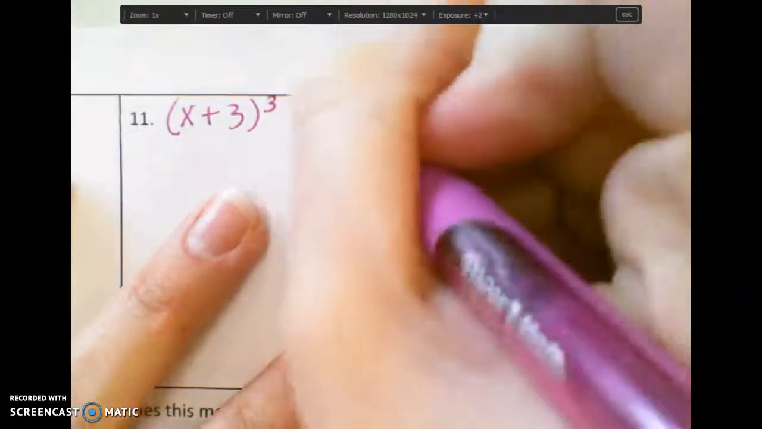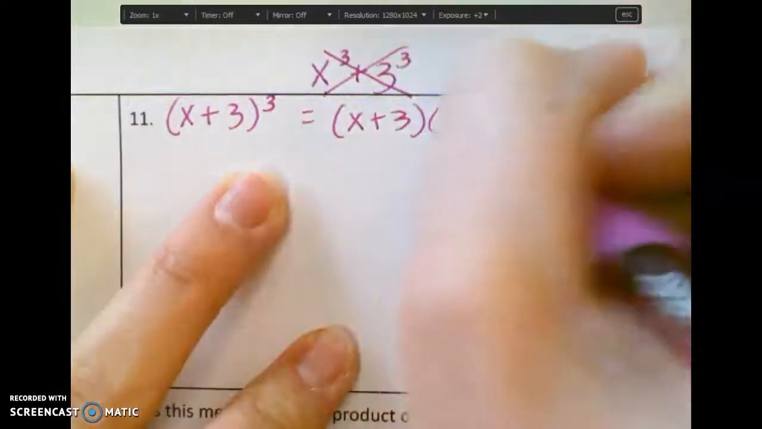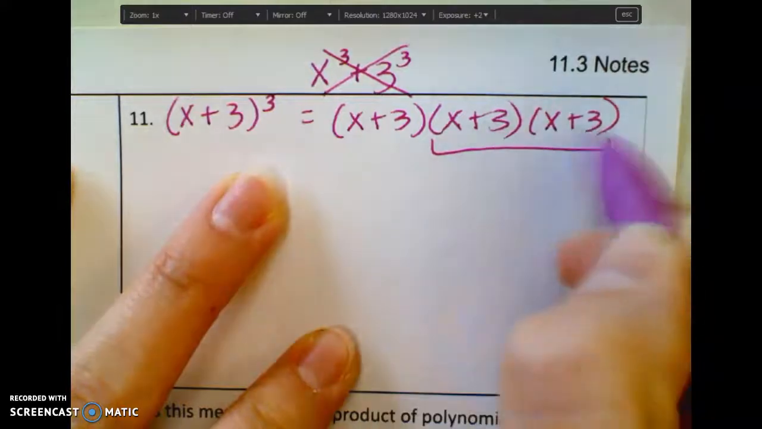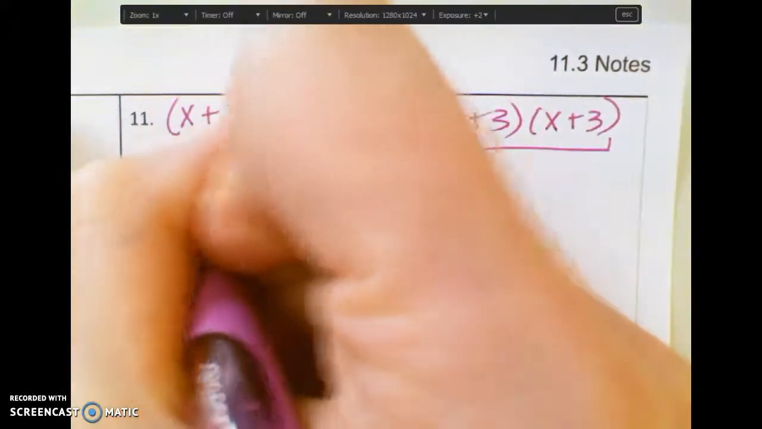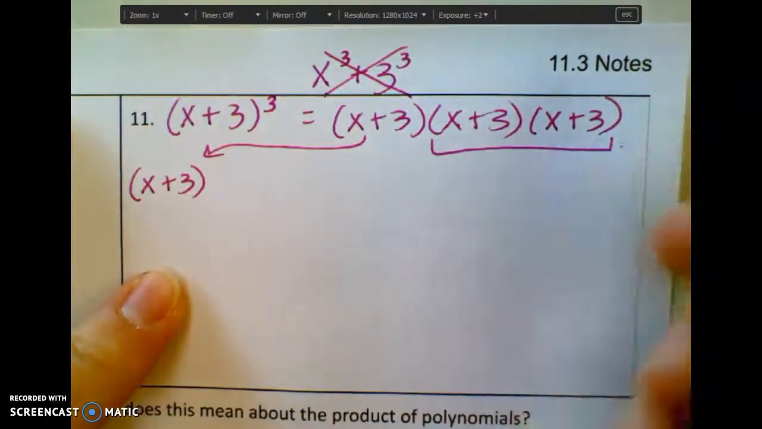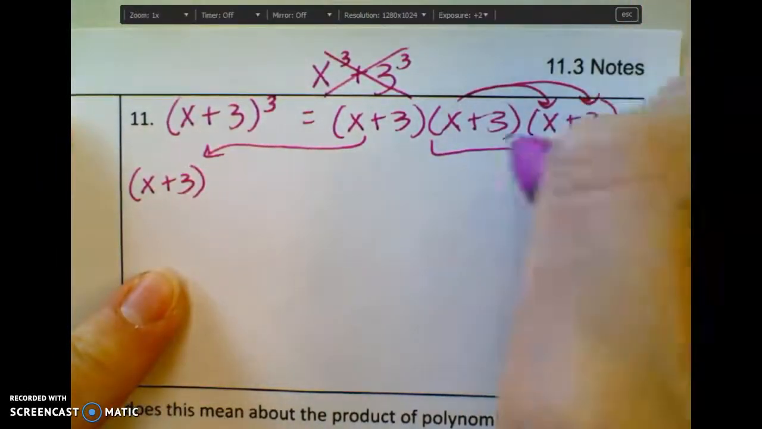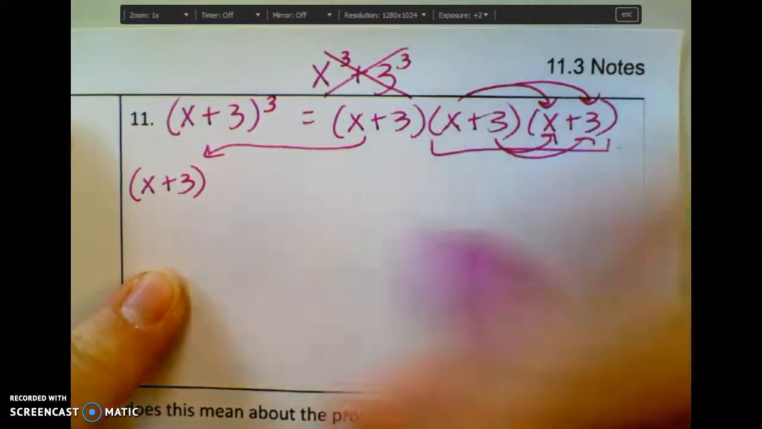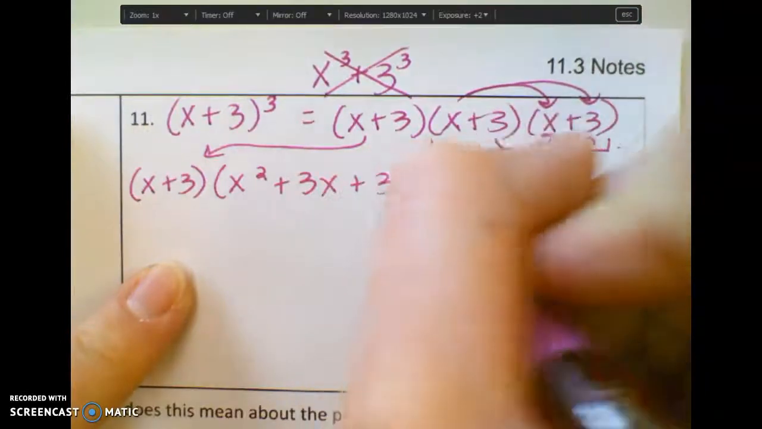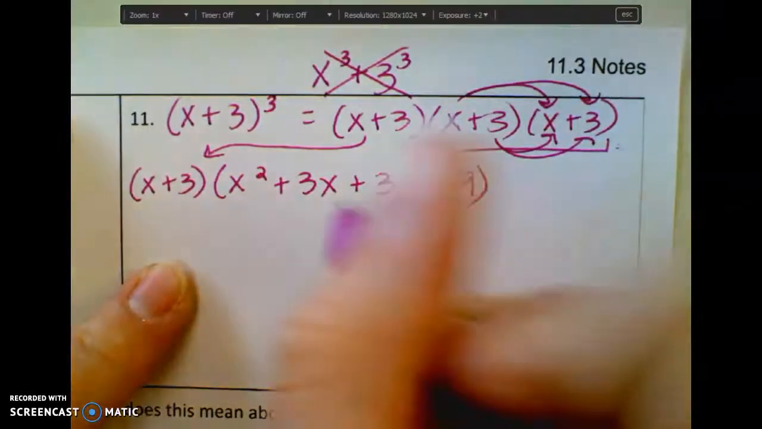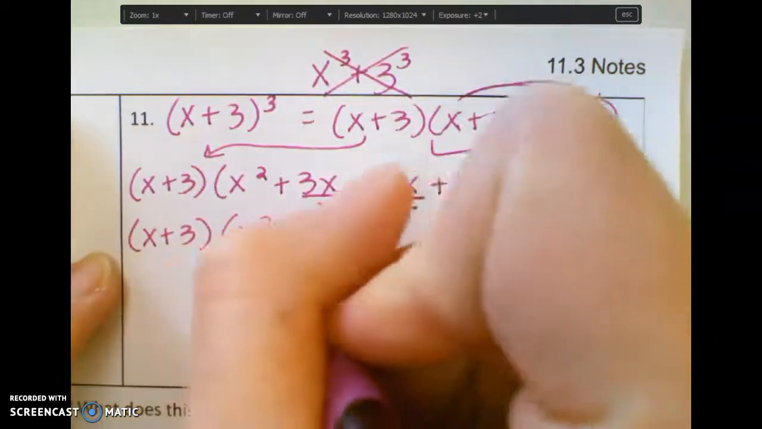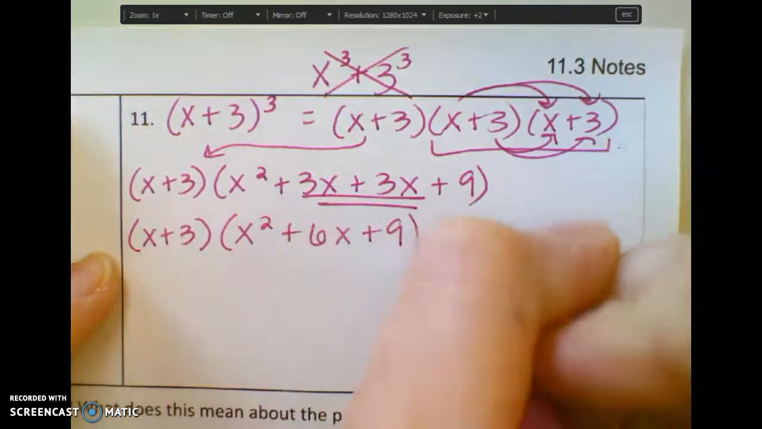All right, we know that this means (x + 3)(x + 3)(x + 3). So I'm going to start with the last 2 and distribute them, while I bring down that (x + 3) that I haven't used yet. When I distribute them, distribute the x, distribute the 3, and that's going to give me x squared plus 3x plus 3x plus 9. Let's combine our like terms. Bring down that (x + 3), x squared plus 6x plus 9.